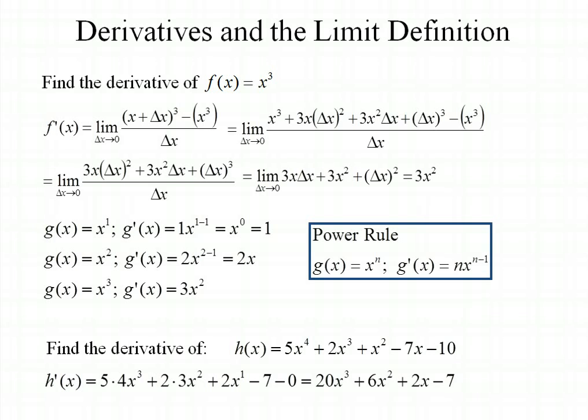For x squared, we're going to reduce our exponent by 1 and bring the 2 in front of the x as a product, 2x to the 1. With the minus 7x, the derivative of x is 1, so we're just left with negative 7. And the negative 10 is a constant, so that derivative is going to be 0. So our final answer is 20x to the third plus 6x squared plus 2x minus 7.